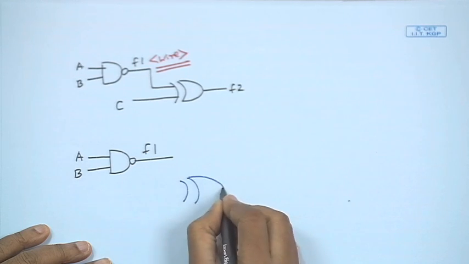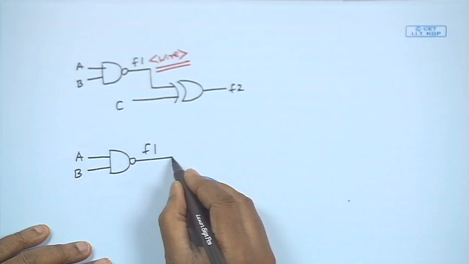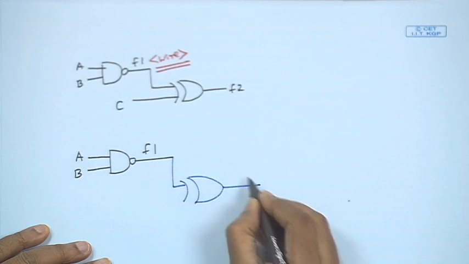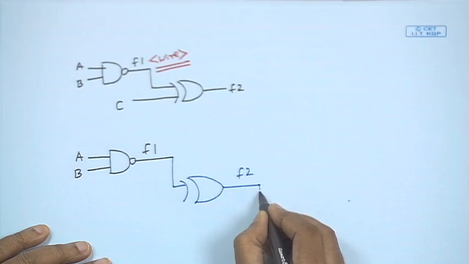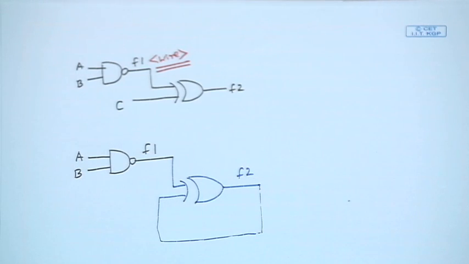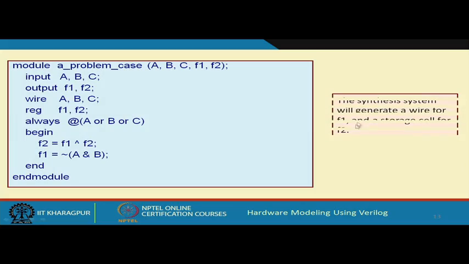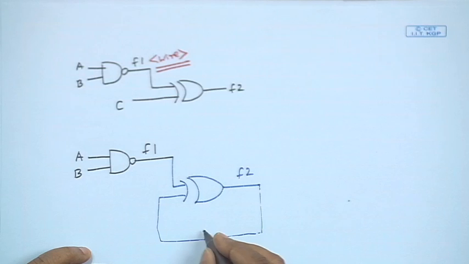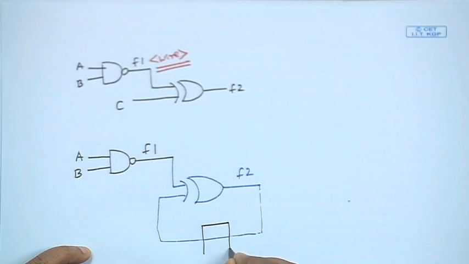What I am saying is that there is an XOR. One of the inputs is F1, the output is F2, and we are saying that this output is also the second input. But you see, this kind of design is normally not recommended. What will happen here is that for F2 a storage cell will be generated, but for F1 no need, F1 is a simple wire. So, for F2 there will be a latch generated.